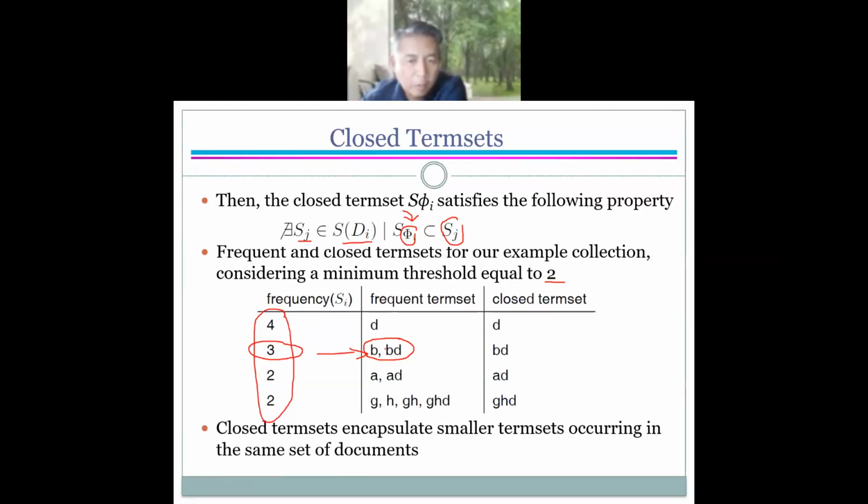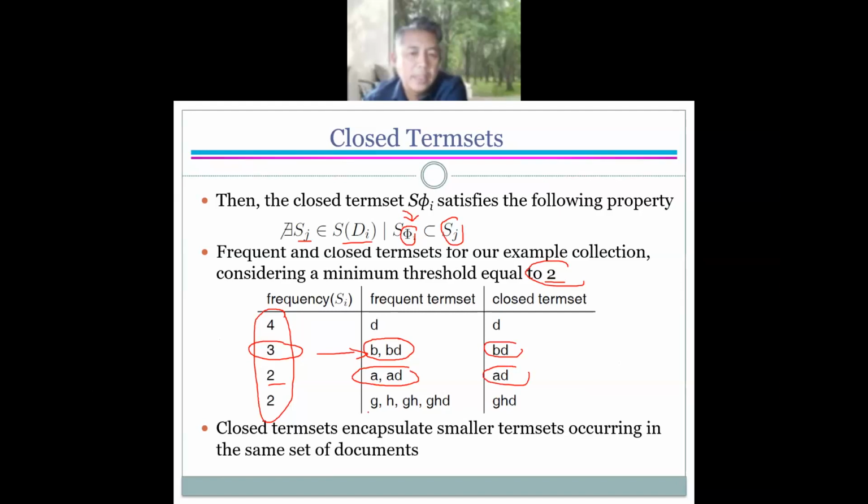Okay, so for frequent term set B and BD, there are three documents. Since we have 2, this is frequent, but we only cover the largest term set, which is this BD. Similar to this, this is A and AD. Both term set A and term set AD have 2 documents each. So we are saying that we just take the largest one.